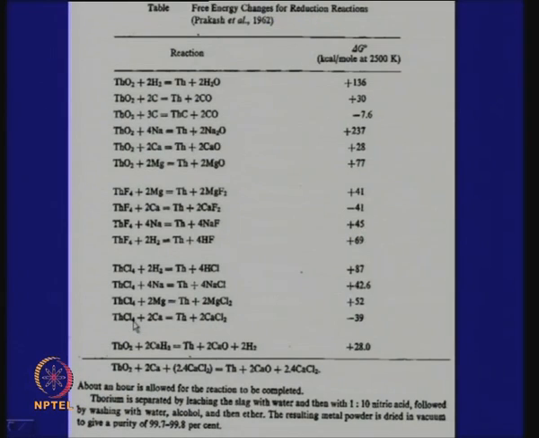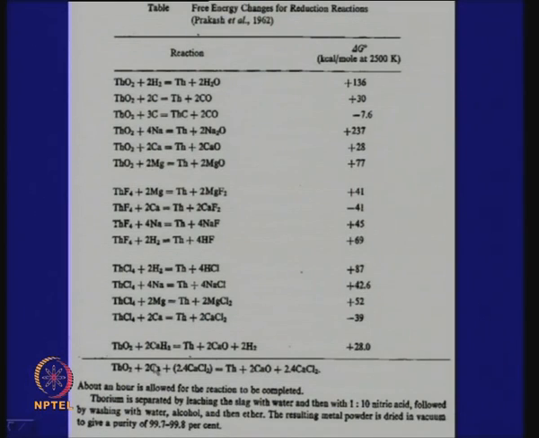You see thorium tetrachloride being reduced by calcium also has a negative free energy change. Now, we can help this reaction by introducing in the system some other salt to make a lower melting slag. For example, suppose you want to reduce TiO2 by calcium.